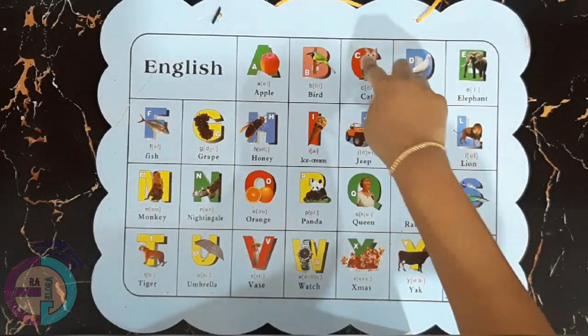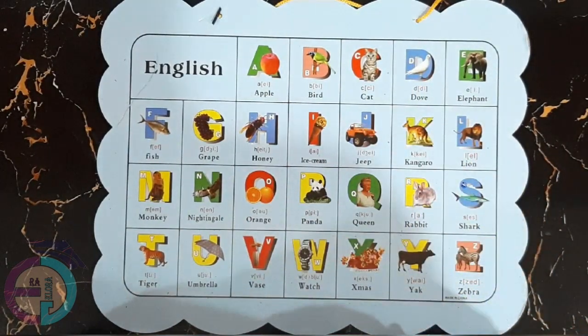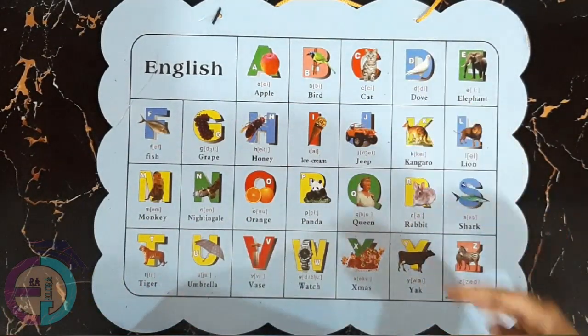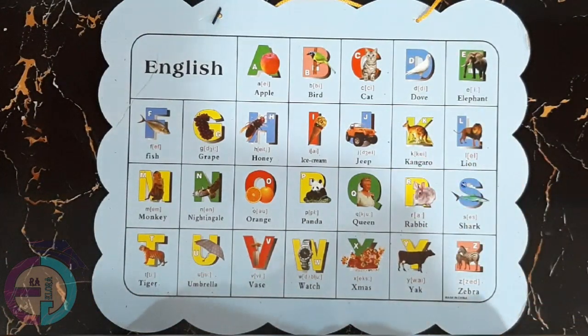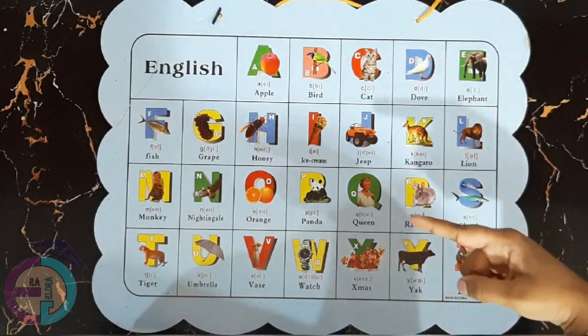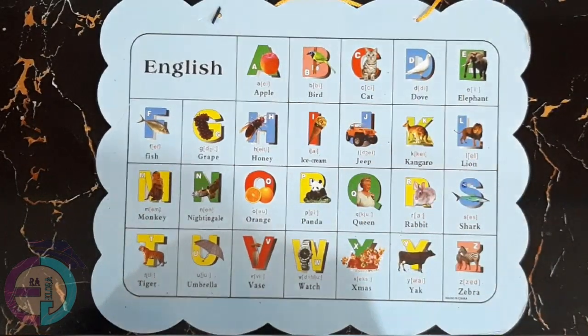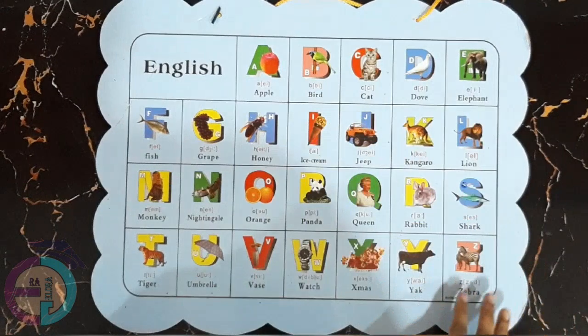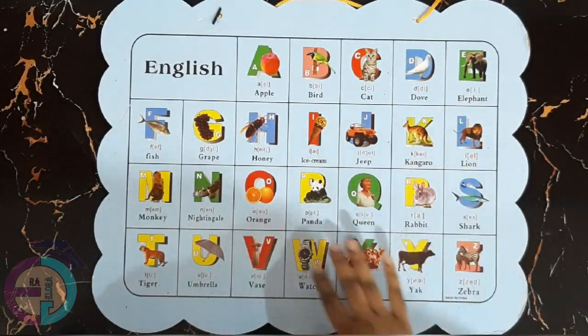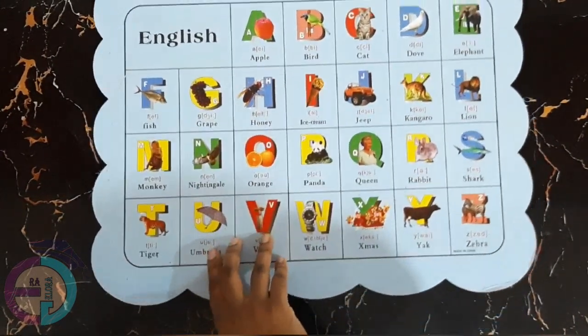So when they are getting it right, they will get excited and they will be so happy that they have completed the task. They can get it right. At the same time, when they hear you saying the sound of the alphabet, it will get registered in their mind. So you can do it until Z here with all the alphabet sounds.